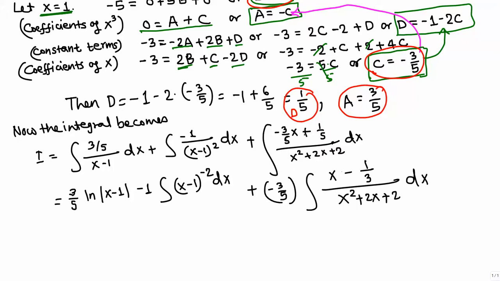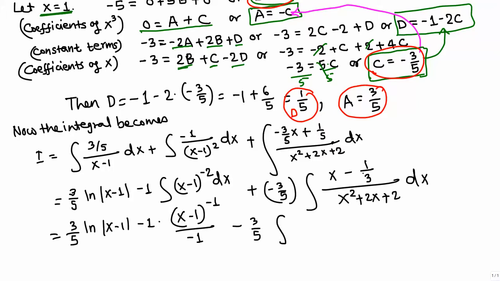Negative times negative, positive. 3/5 times 1/3, the 3 and 3 cancel, 1/5. Okay, and we'll take care, this takes some time. And here is 3/5 natural log of x minus 1, and that's negative 1. This is like u to the negative 2 using power rule. X minus 1, negative 2 plus 1, negative 1 divided by same thing, negative 1, and this is negative 3/5.